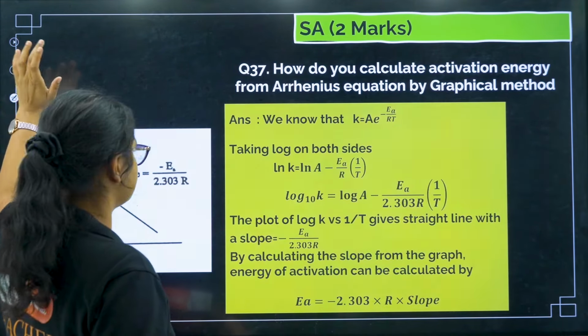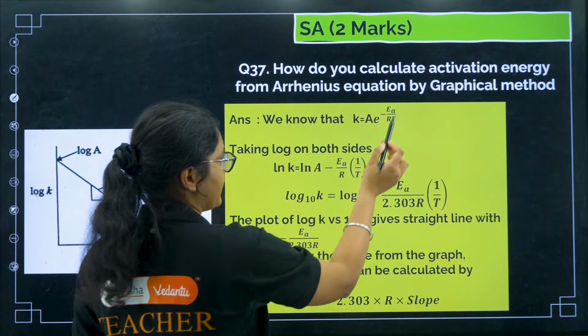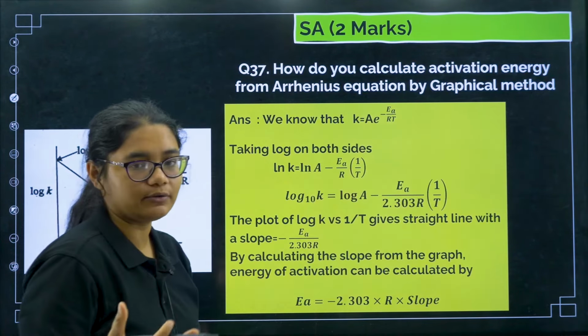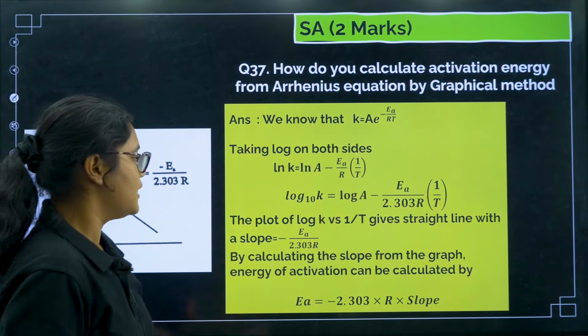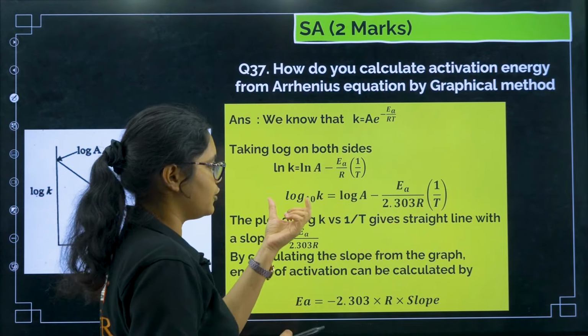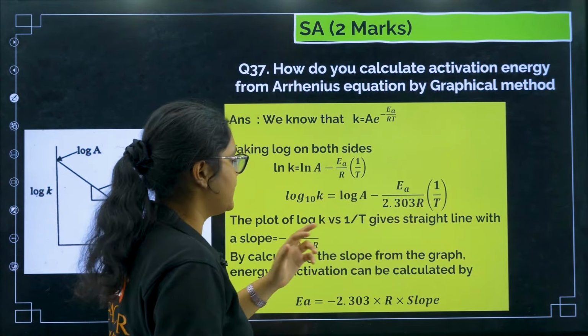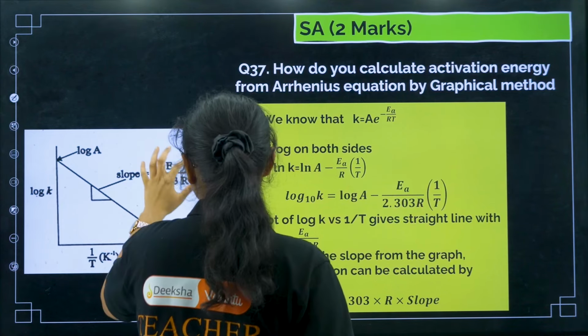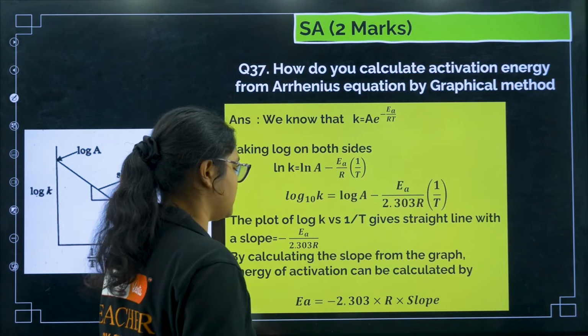Next, how do you calculate the activation energy from the Arrhenius equation by graphical method? We have this equation: K is equal to A into e to the power of minus Ea by RT. Now if I take log of that, I will get this equation. Now if I plot a graph of log K versus 1 by T, the slope of this line is minus Ea by 2.303.